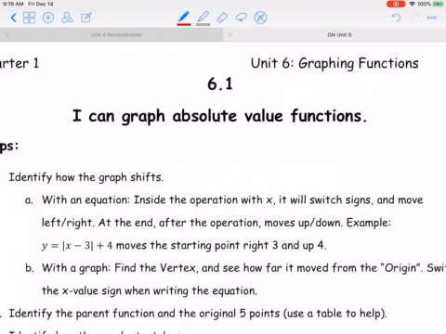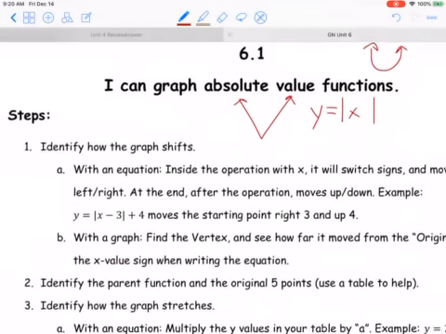In 6.1, we're going to look at absolute value functions. So last unit we did quadratics, those U shapes. Absolute values are V shapes. And we're going to deal with 4 parent functions in this unit. So absolute value is just the first one. And these have absolute value markers around x, whatever x has with it.